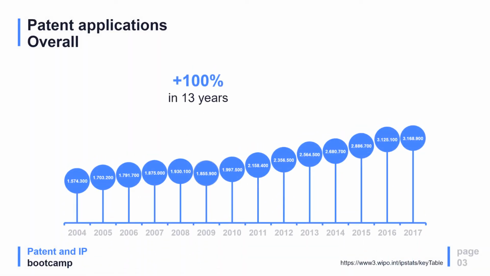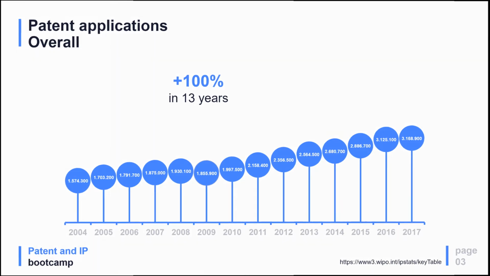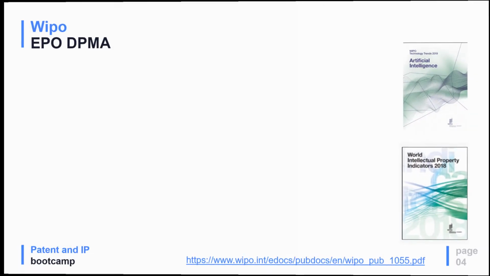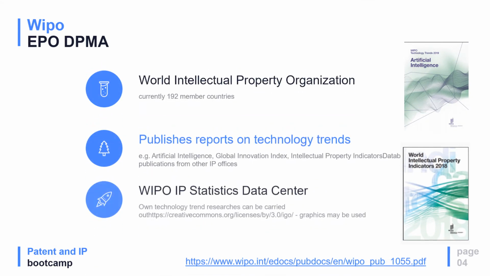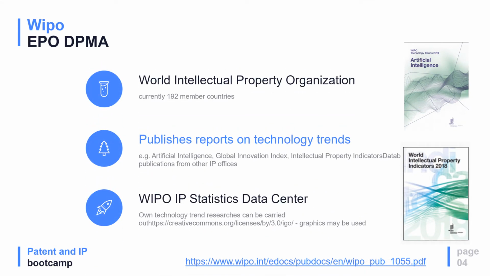In my course we start with numbers about the relevance and facts about patents, and I will show you, for example, where you can find these numbers. Then I will show you how you can do technology trend analysis and where you can find data for it.